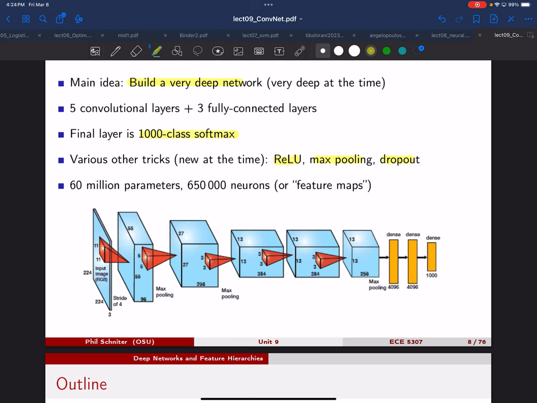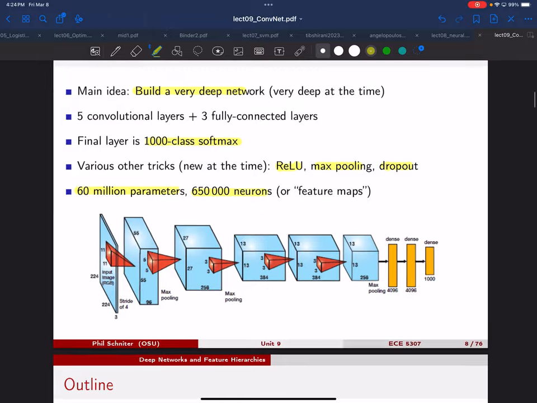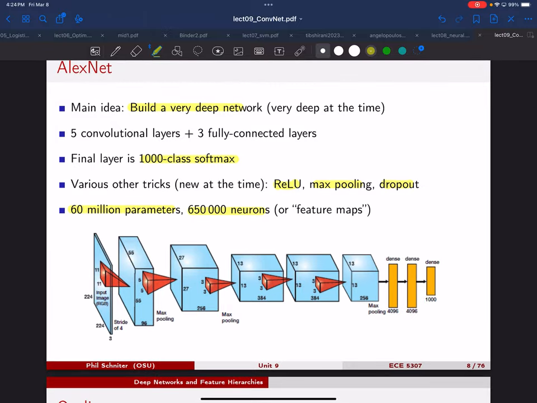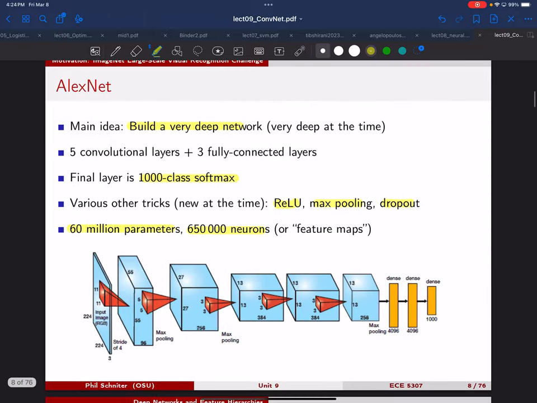Another important thing to note is that compared to other models that people were training at the time, this was really huge: 60 million parameters, 650,000 neurons in this network. This was really gigantic, especially for the processing power they had at the time. This is the one that won that competition. This is the breakthrough. Any questions?